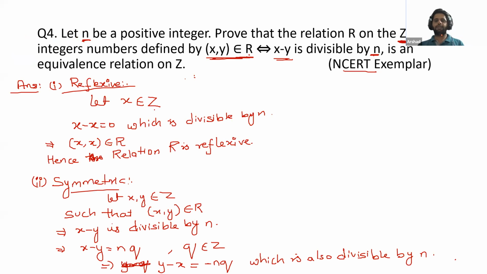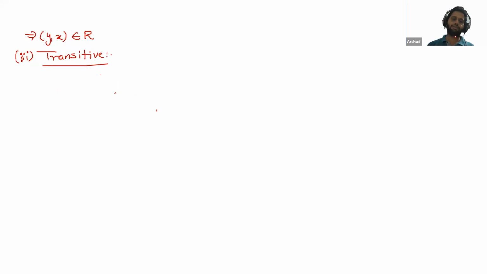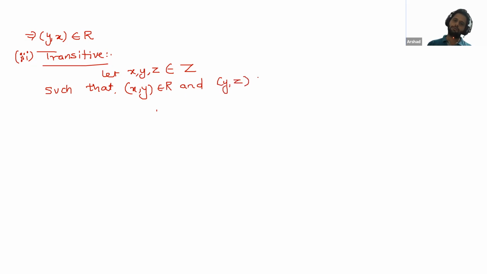Now for transitive, we need three values. So we will assume three values. Let x, y, z belong to capital Z. This is a value which we have taken and z is an integer, such that in transitive, we always assume like this, such that x comma y belongs to the relation R and y comma z belongs to the relation R. We have assumed that.